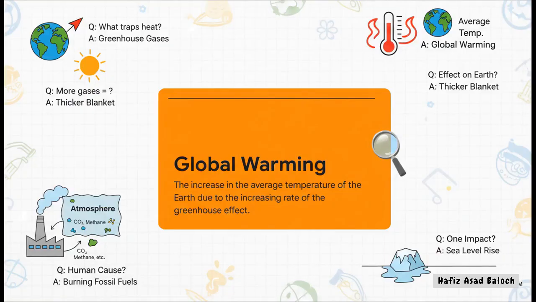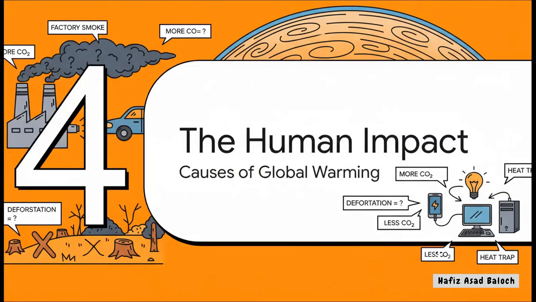And that brings us to the definition of global warming. It's the increase in the Earth's average temperature, and it happens because that greenhouse effect is getting stronger and stronger. Basically, we're making the blanket thicker, and it's trapping way too much heat. Okay, so if the greenhouse effect is getting stronger, what's causing it? That's what section 4 is all about, the human impact. What are we humans doing that's cranking up the heat?